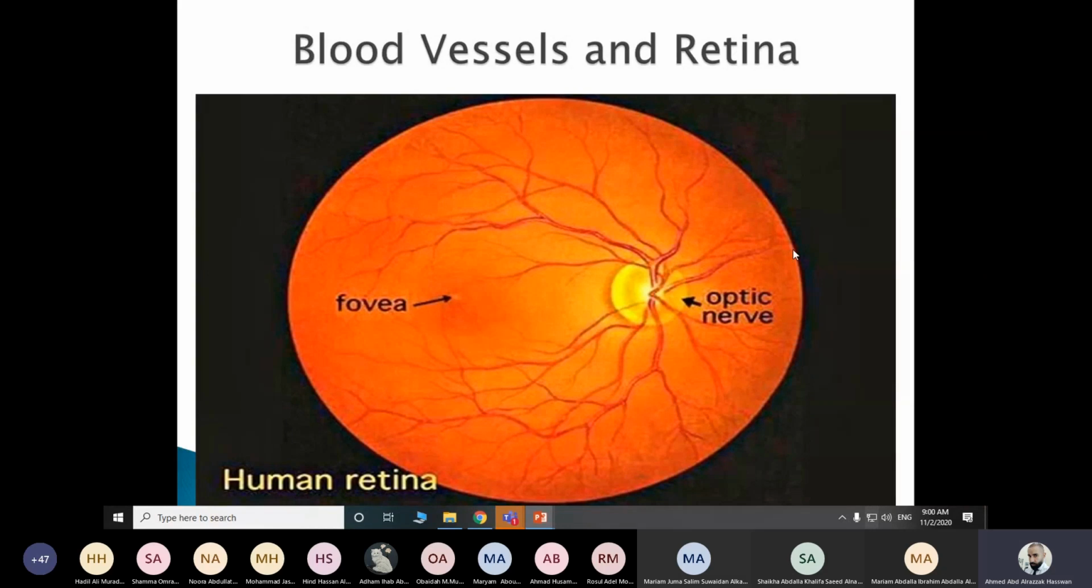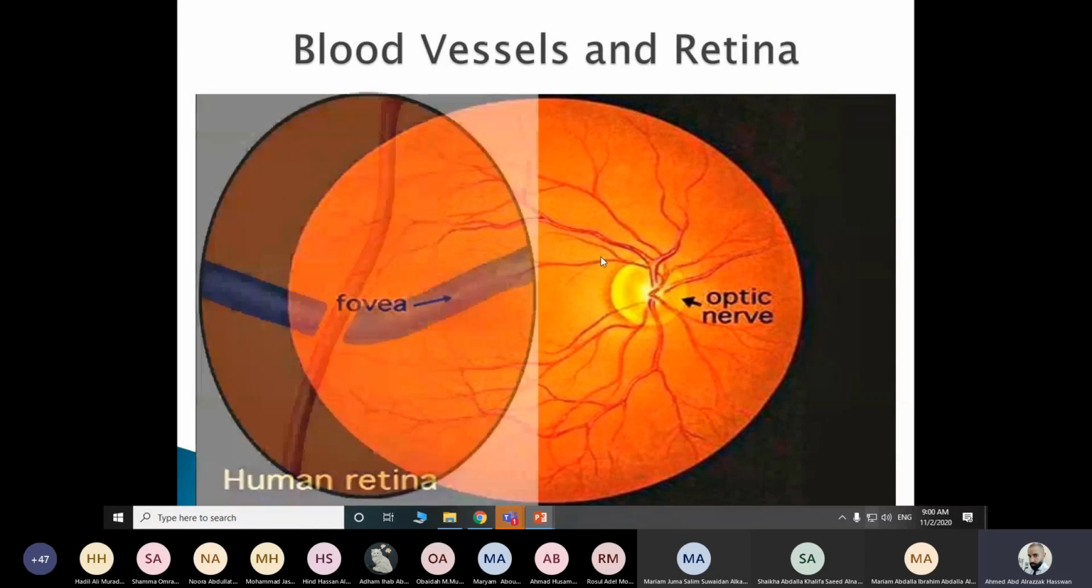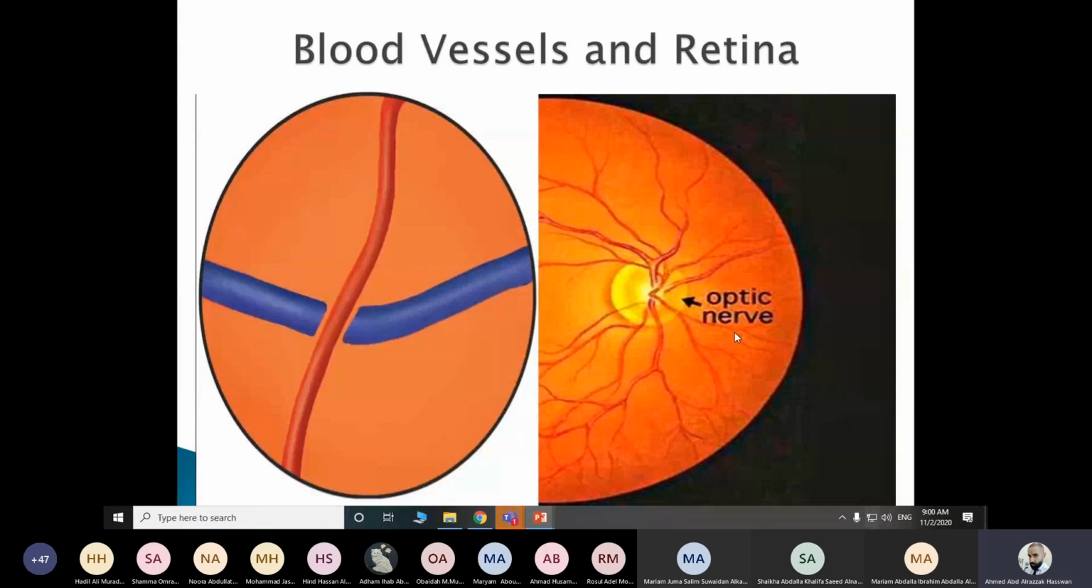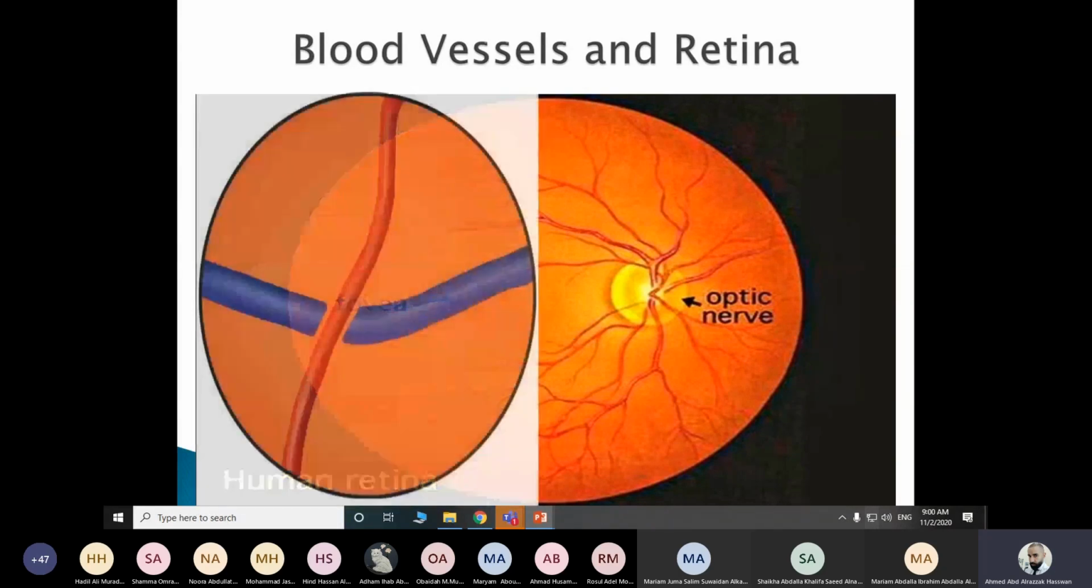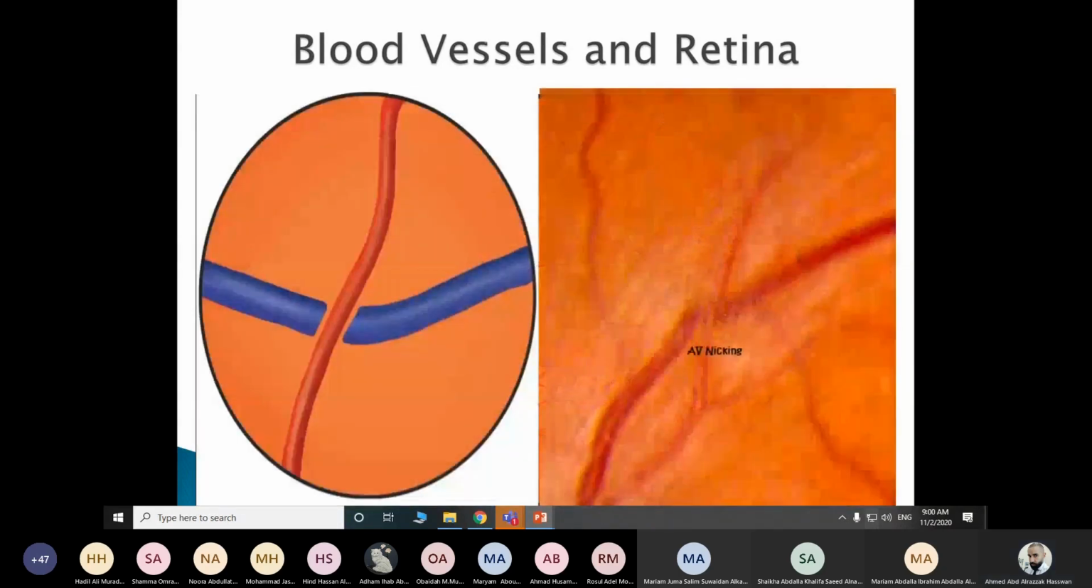Now, what do we need to know about these blood vessels, and what should we comment on? Usually we comment on whether we have any problems like bleeding, or new vascularization, but this is for later on, inshallah, in the second semester. What I need you to know now is there is a case, mentioned in your checklist, called AV nicking. And what does that mean?